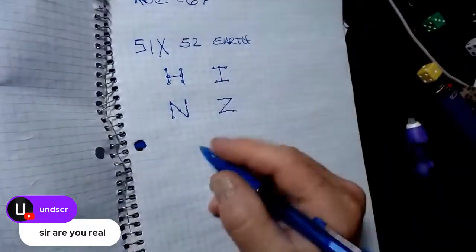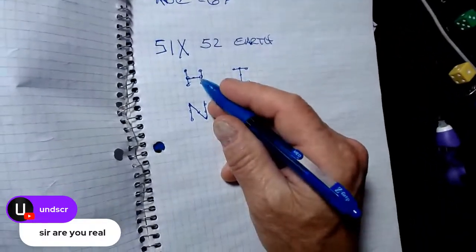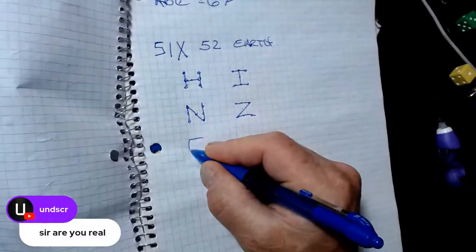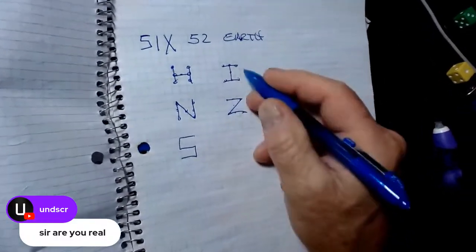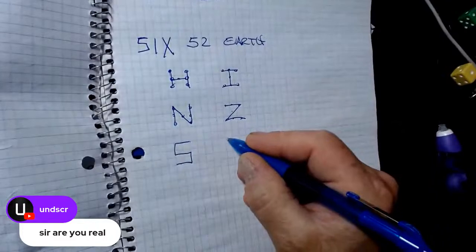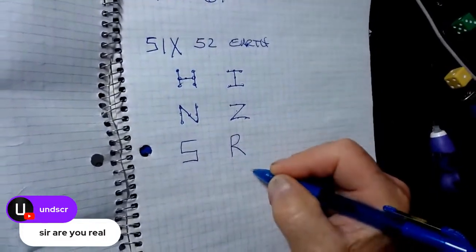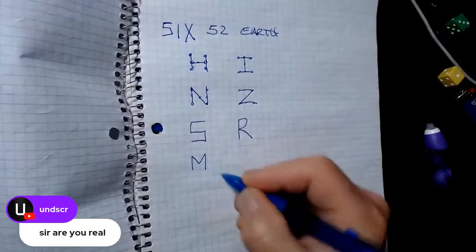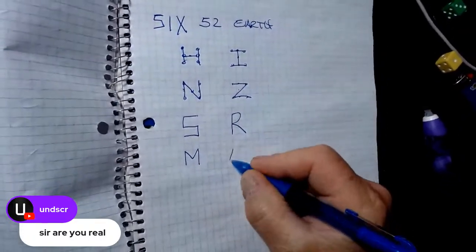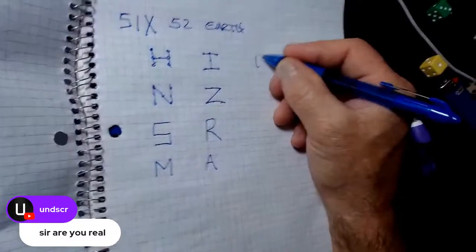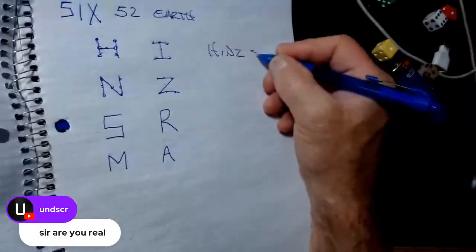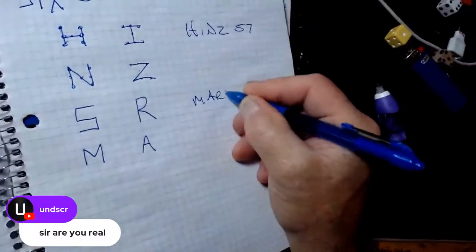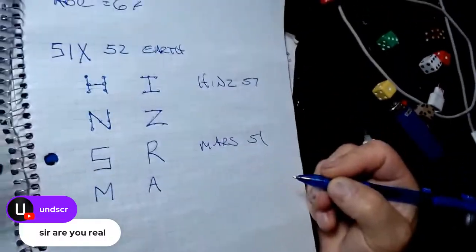This is the basic. Just to note that the reverse alphabet for H, okay, is S. The reverse alphabet for I is R. The reverse alphabet for N is M. The reverse alphabet for Z is A. So in the first one, we have Heinz 57, and in the second one, we have Mars 51.